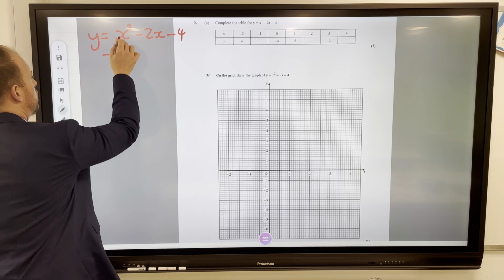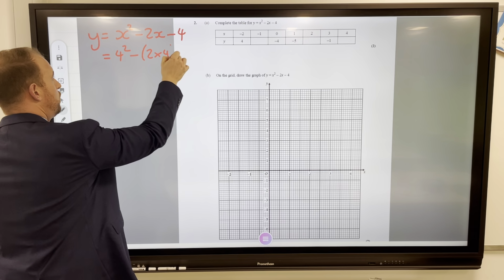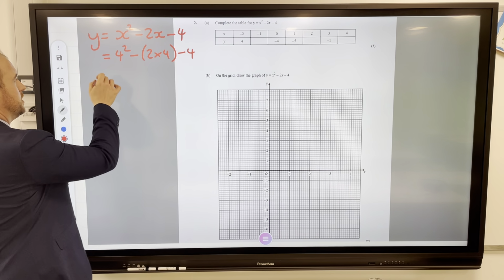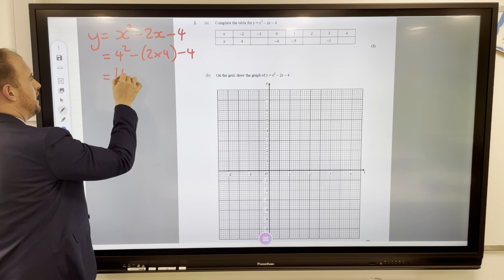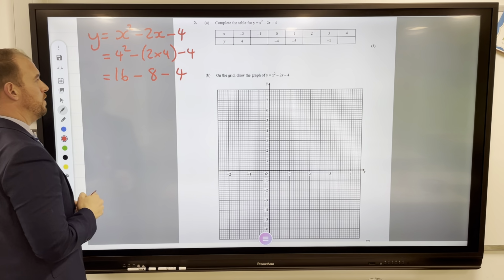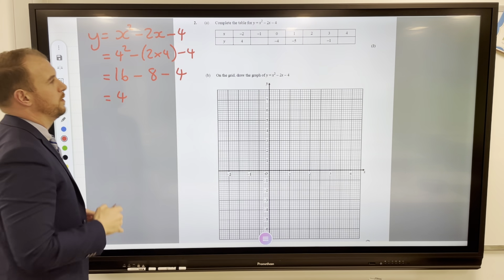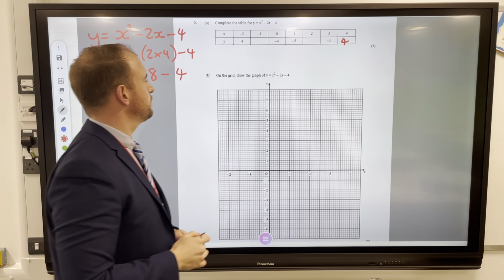So if x is 4, that means 4 squared, take away 2 lots of 4, take away 4. Then it's just a bit of maths question. 4 squared is 16, take away 2 4s are 8, take away 4. Well, 16 take away 8 is 8, take away 4 is 4. So 4 will have to go in there.